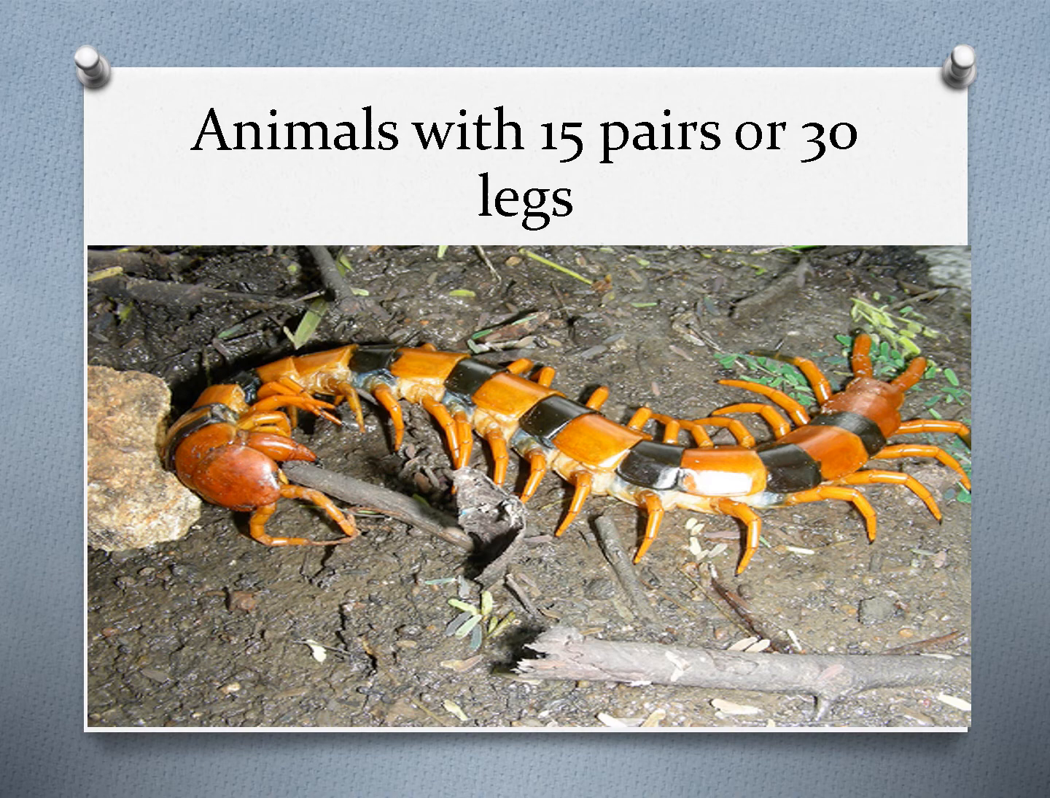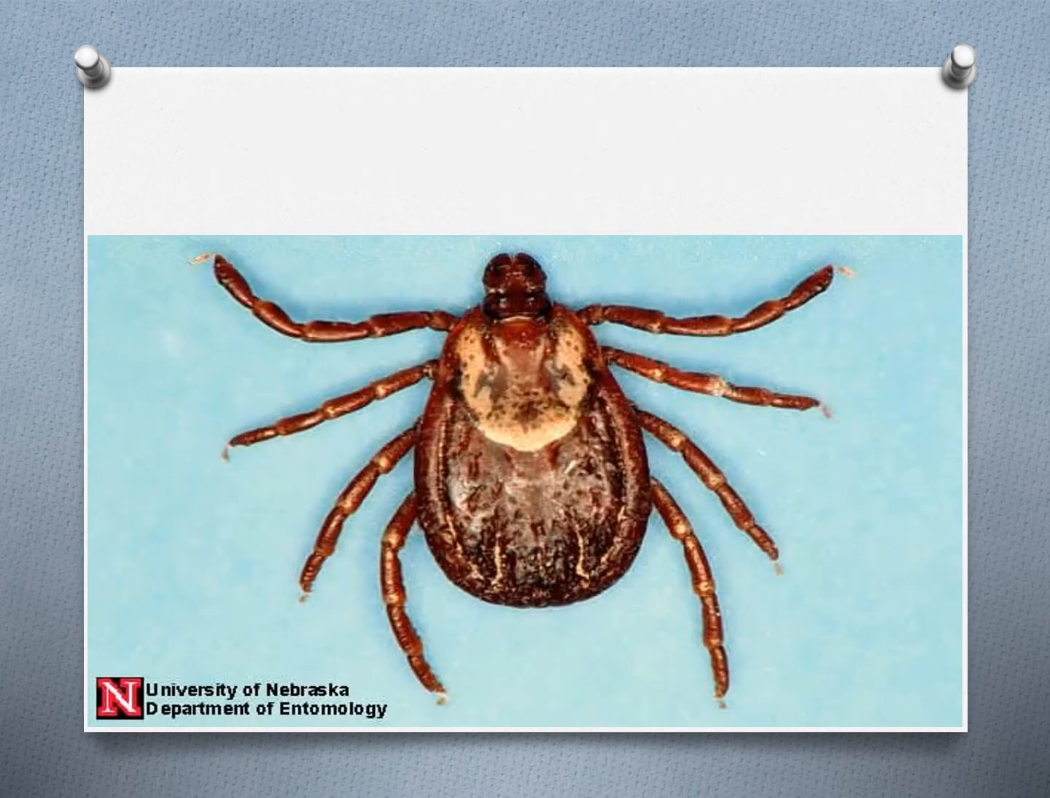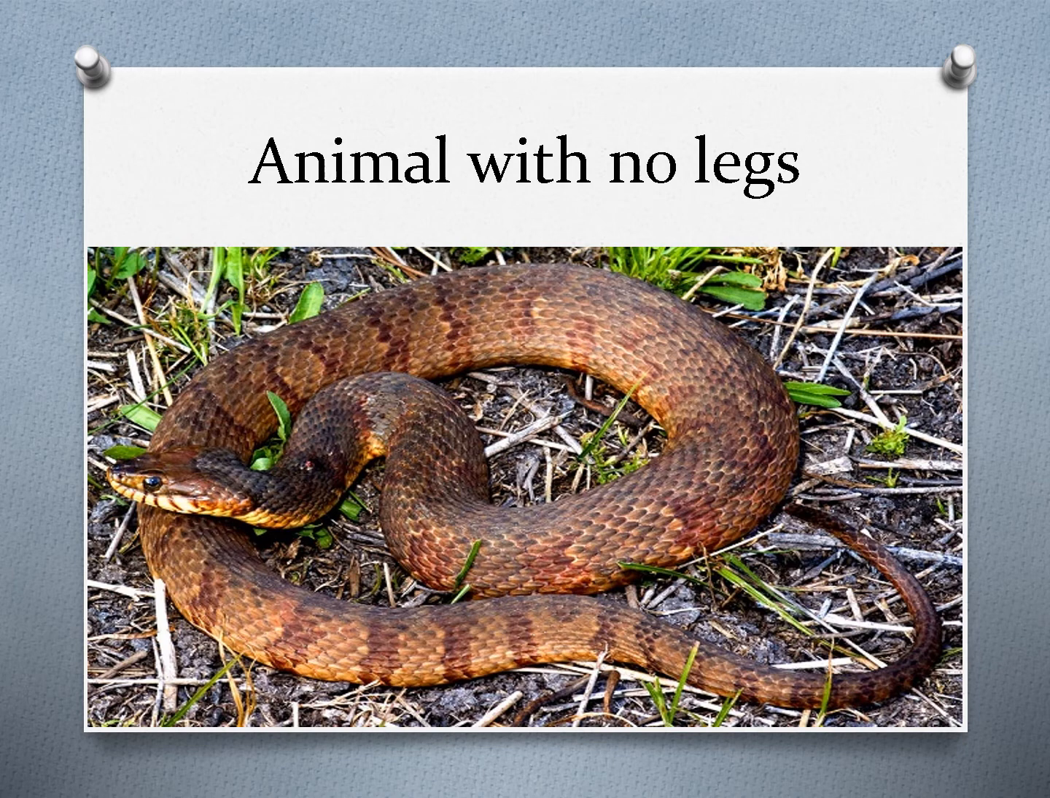Okay, we have also animals with 15 pairs or 30 legs. We have here a centipede. Okay, they have 15 pairs or 30 legs. Okay, we have here another example of an animal with 4 pairs of legs or 8 legs. Okay, there are also animals without legs. Just like this snake, they do not have any legs.